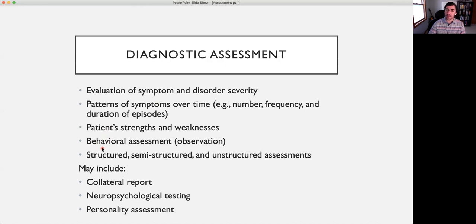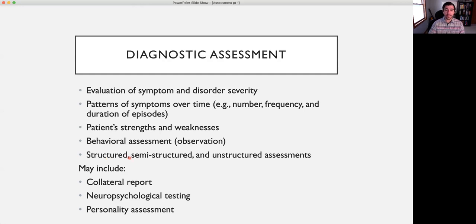Diagnostic assessments really differ in terms of how structured they are. So they range from structured to unstructured. And then there's a middle ground of semi-structured. So structured diagnostic assessments are usually used for research purposes, because we really want to be sure that each assessment is done as exactly the same as possible. They're less used in typical clinical practice. But basically you ask the questions a certain way, you ask them in a specific order, and you don't change anything up. You don't deviate from how those questions are asked.